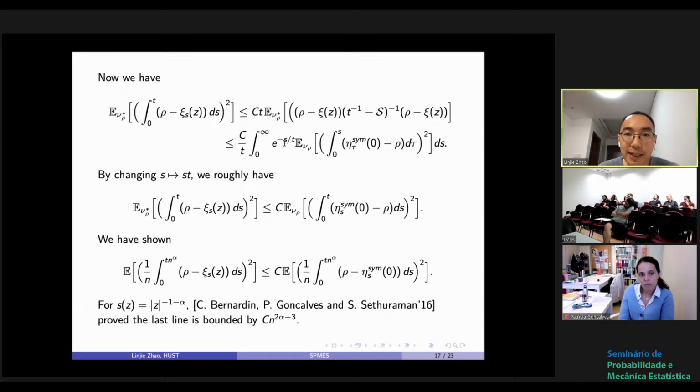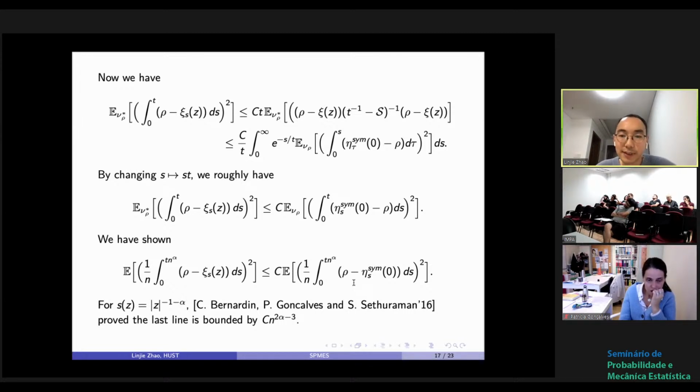And if we change S to St in this formula, then roughly we have the following inequality. So this inequality says that we could bound the variance of the occupation time in the environment process by that in the symmetric exclusion process. Now we change t to tn^alpha. We come back to the original problem, and we have this inequality.